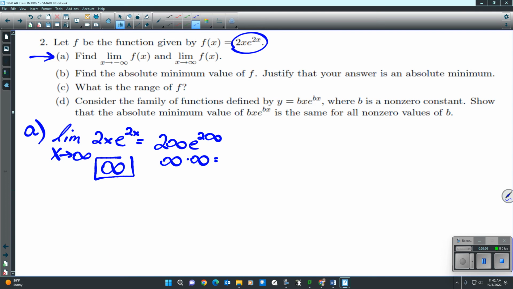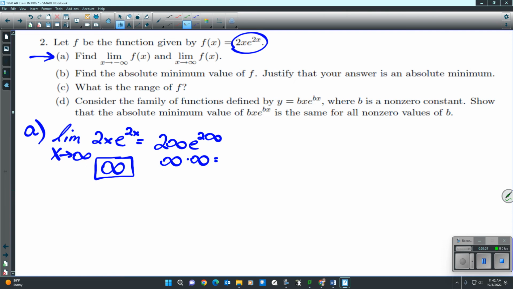That's my response. They're asking us for a value, so I tell them infinity. If they were asking me for a horizontal tangent line, I would say there is none. But they are not asking me for the horizontal tangent line. They're asking me for the value, and it's infinity.